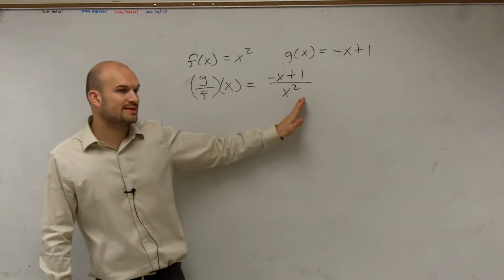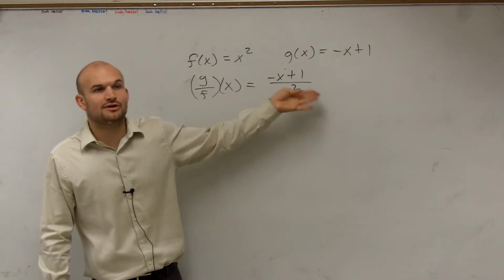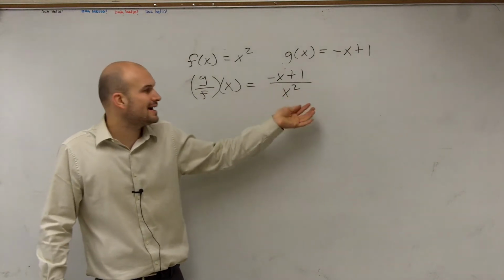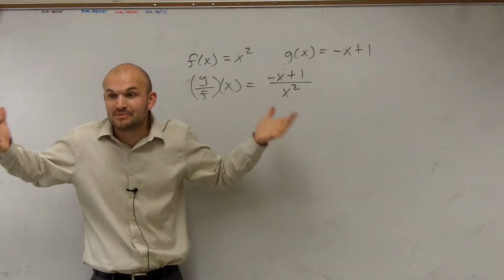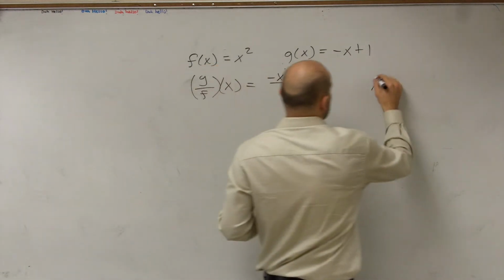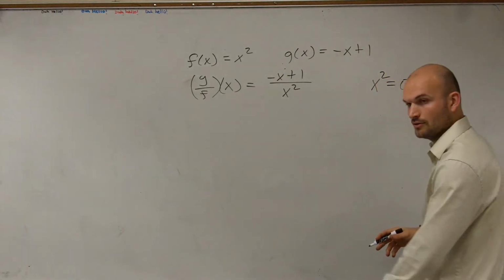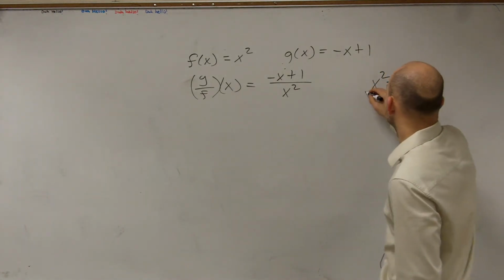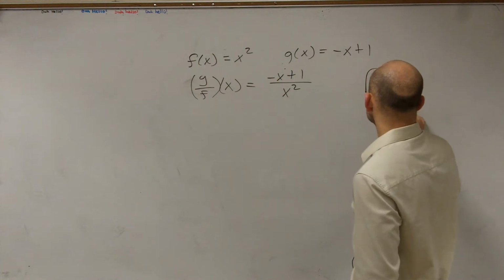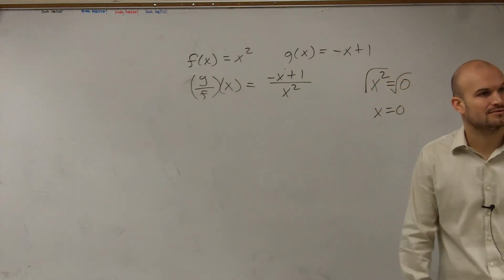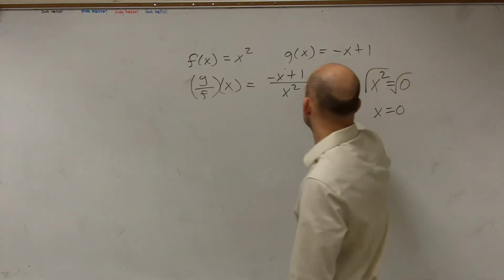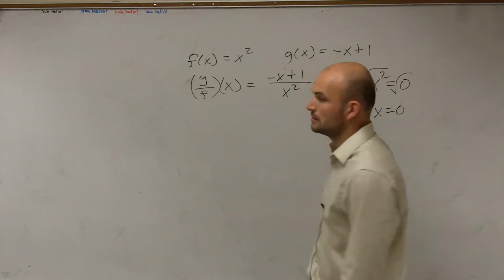But what we notice with this is, again, we look at this and say, all right, what can my denominator not be? It cannot be 0. So what values of x are going to make my denominator equal to 0? Well, you solve for x, and you say x cannot equal 0. Right? So my constraint is going to be x equals 0.